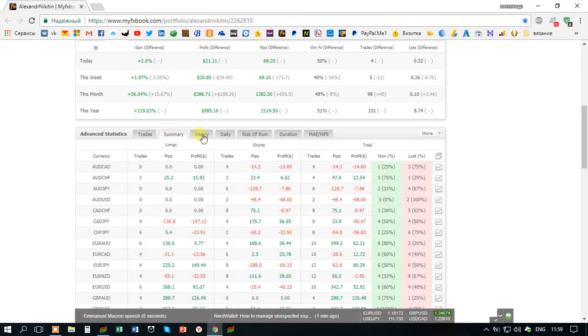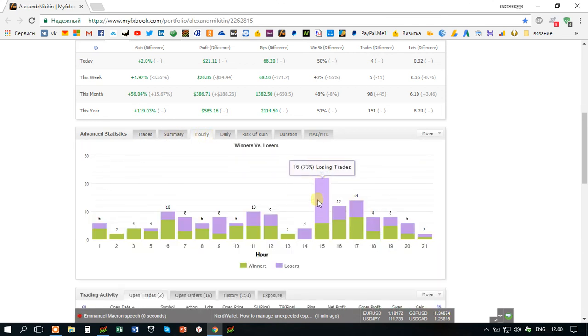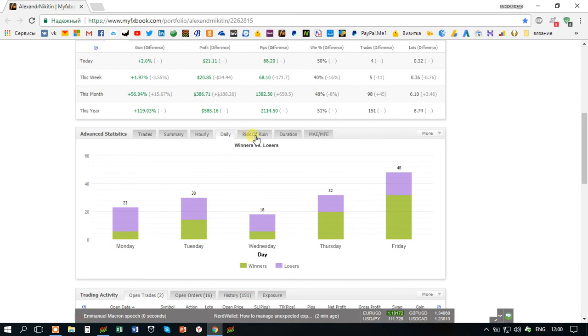If we go to summary, hourly, so the worst hour is this one because of news. We have news and most of my trades end up being losers because of news, some spikes, and so on. But you don't know if your trade will be a loser or a winner because of this news. Also the hour before that, other hours are pretty good. Daily, what is that? The worst day is Wednesday, maybe Monday. Monday is not good. Okay, Monday and Wednesday are the worst, but Thursday and Friday are the best.